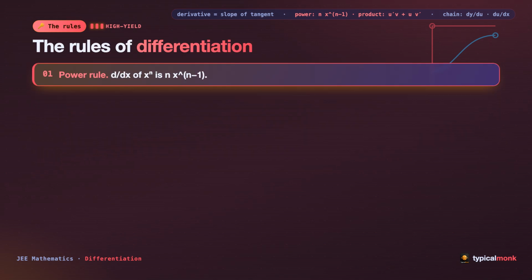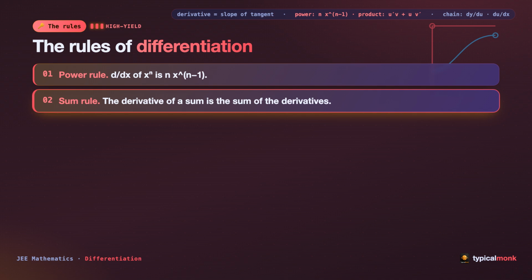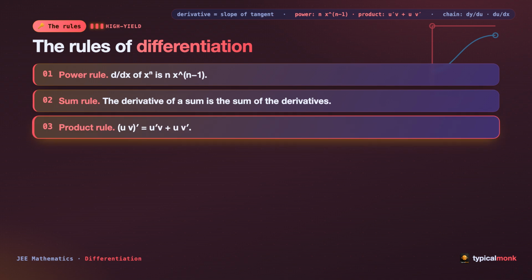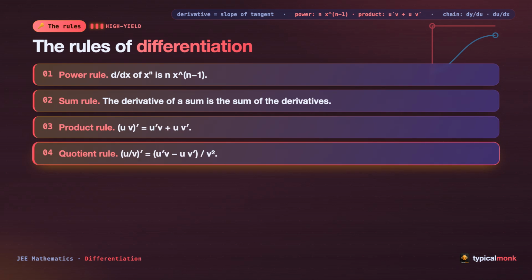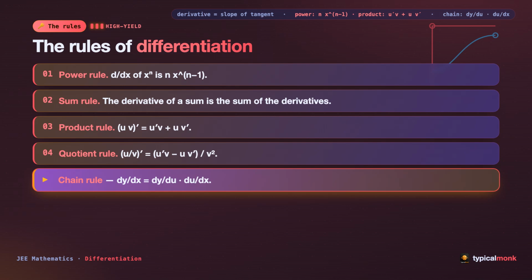Now, the rules that make differentiation swift. The power rule: the derivative of x to the n is n times x to the n minus 1. The sum rule: the derivative of a sum is simply the sum of the derivatives. The product rule: uv differentiates to u prime v plus uv prime. The quotient rule: u over v gives u prime v minus uv prime, all over v squared. The chain rule: dy by dx equals dy by du times du by dx.